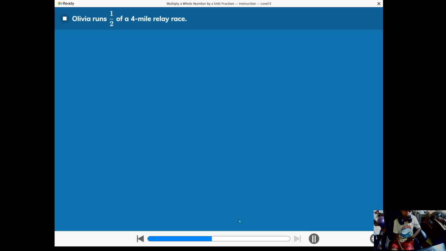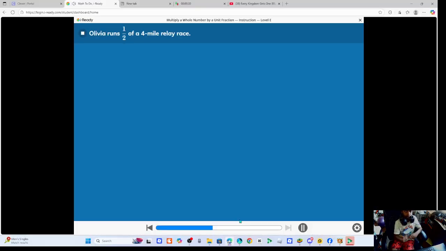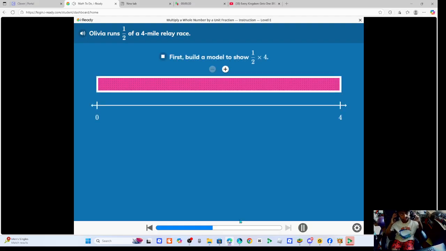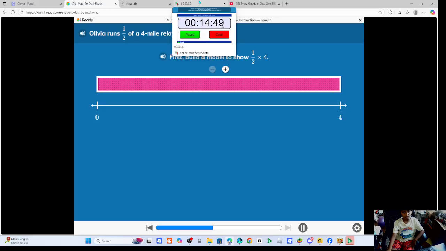Olivia runs 1/2 of a 4-mile relay race. First, build a model to show 1/2 times 4. Divide and shade the model to show 1/2 of 4.